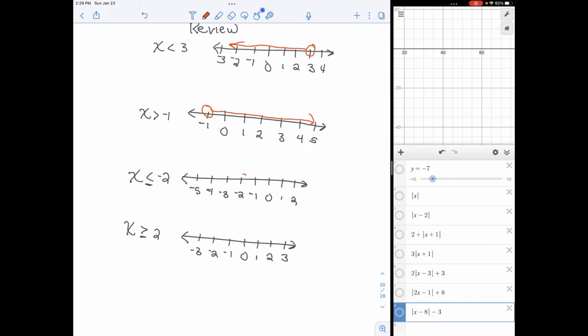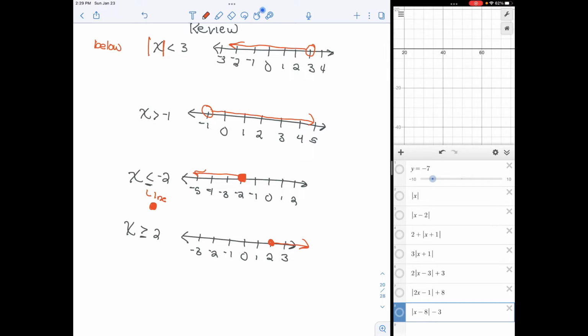But then if we have x is less than or equal to -2, because of that less than or equal to, because of this line, that line makes our circle closed. So less than or equal to -2, I'm going to put a closed circle and then I'm going to shade to the left. Greater than or equal to 2, I'm going to put a closed circle on 2 and shade to the right.